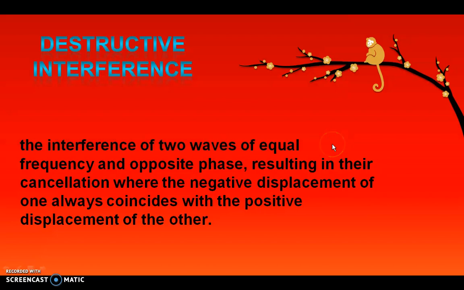Let's look at the second one, destructive interference. This is the interference of two waves of equal frequency and opposite phase, resulting in their cancellation, where the negative displacement of one coincides with the positive displacement of the other. Here, the two waves combine, overlap to produce no wave. The two waves cancel each other.